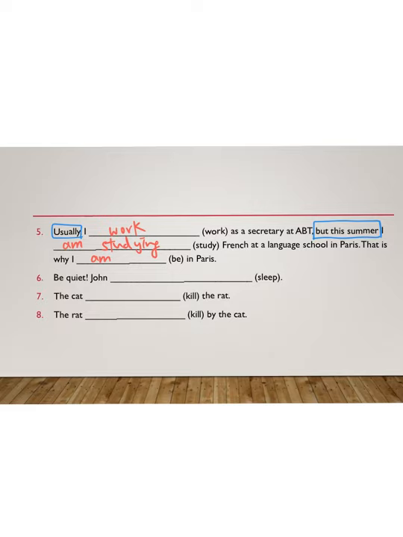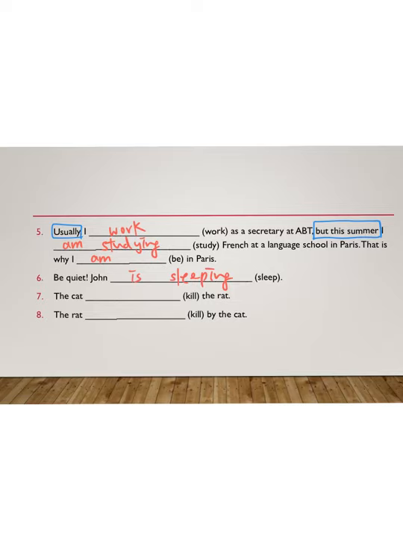Question number 6: be quiet. John, sleep. I'm giving you a reminder, a warning, that John is actually doing something. This is an activity happening now, so we have to use present continuous tense. John can sleep, so active voice: John is sleeping. That's why be quiet, otherwise you're going to wake him up.